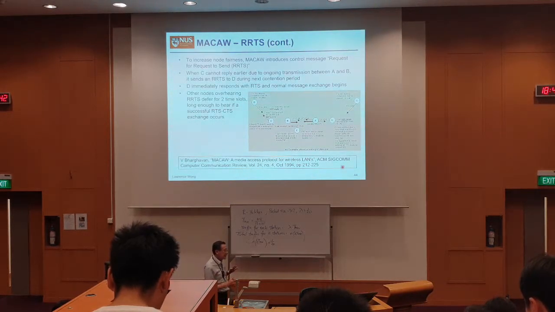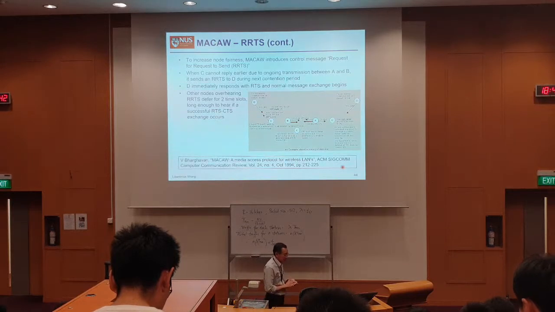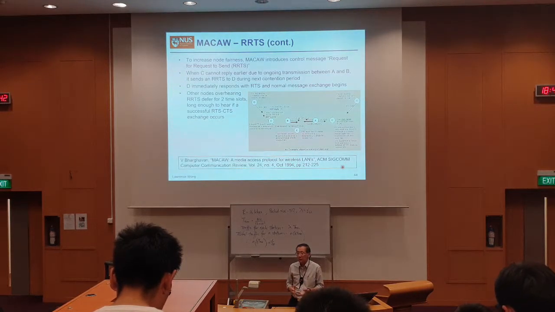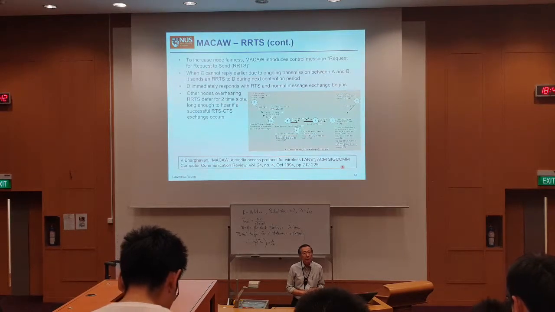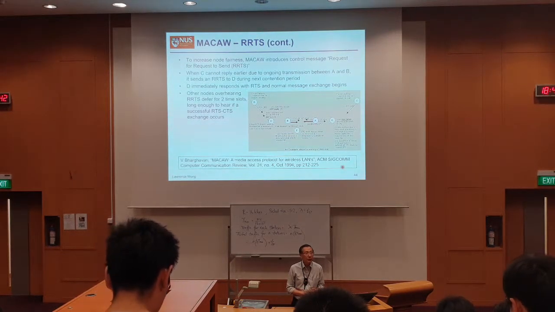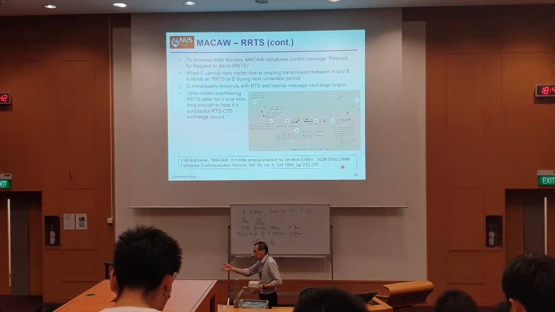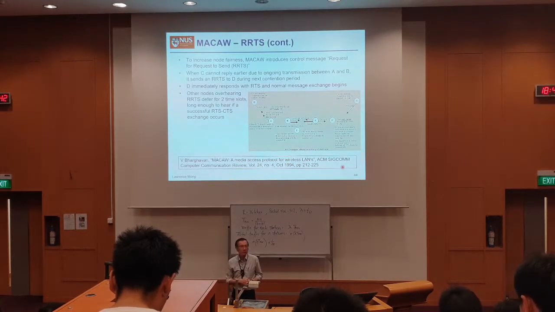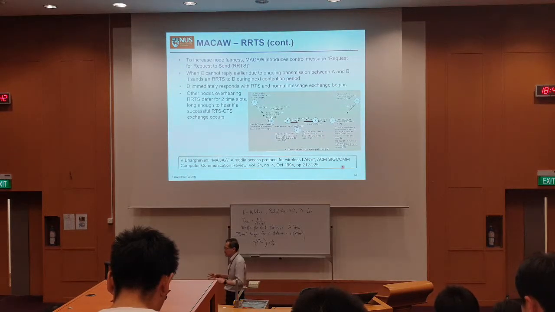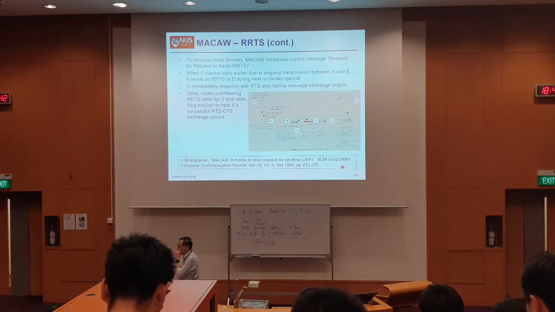So the RTS CTS protocol is adopted inside Wi-Fi. Wi-Fi uses that protocol. Okay? Alright? But it doesn't adopt this MACA with the RRTS and so on. It just adopts the basic RTS CTS data protocol.